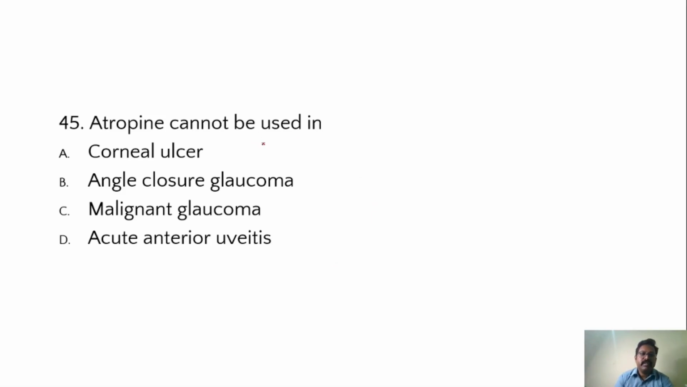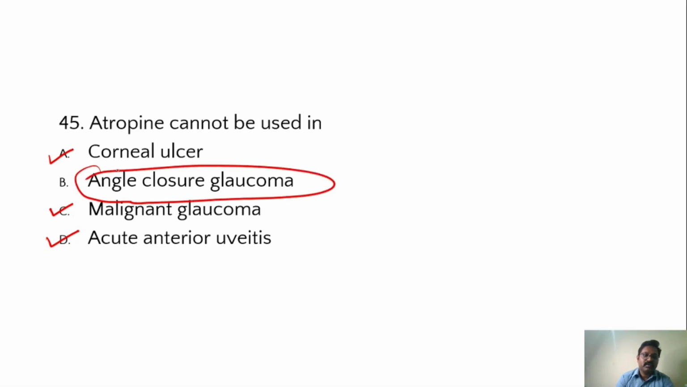So atropine cannot be used. Please remember, atropine is an antimuscarinic drug. It can be used in corneal ulcer, acute anterior uveitis, malignant glaucoma, but not in case of angle closure glaucoma. So the correct answer is angle closure glaucoma.